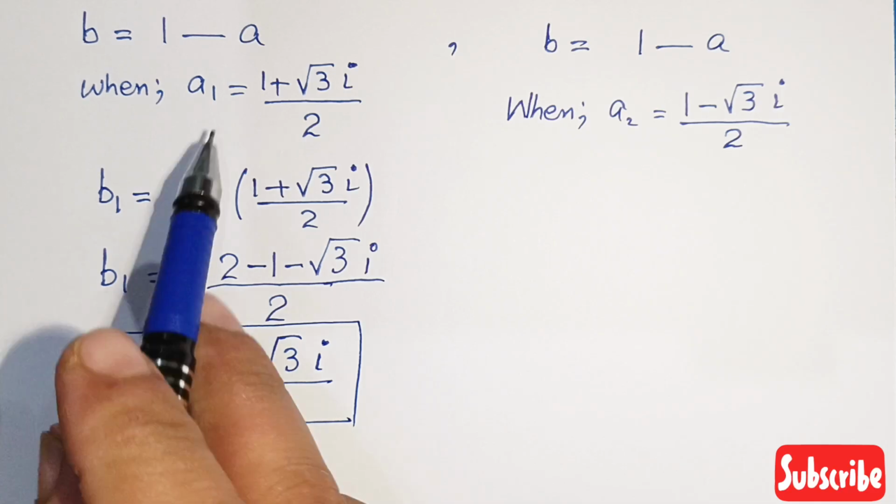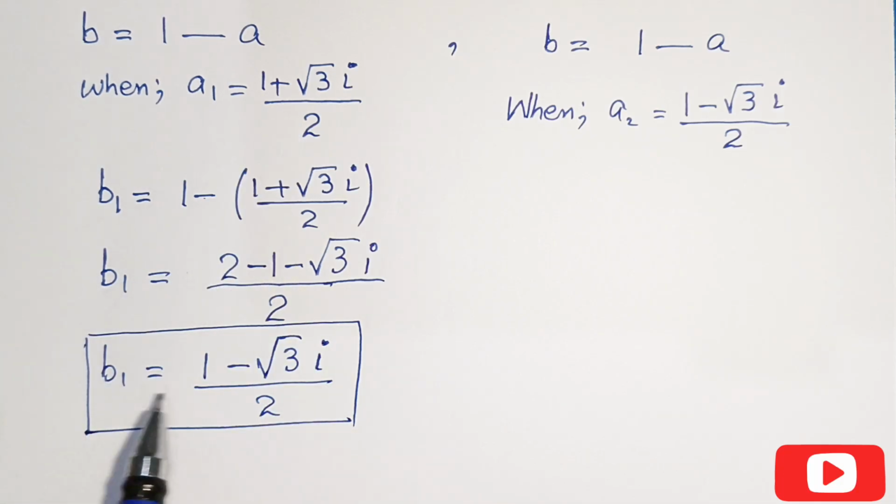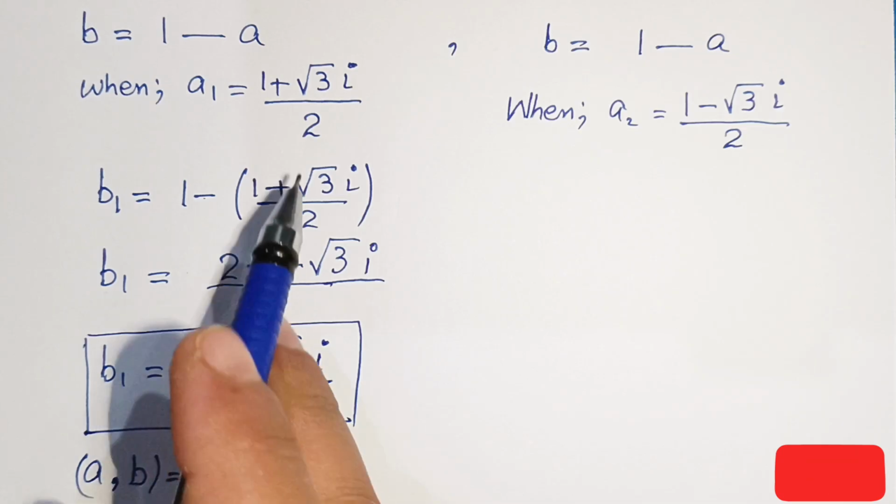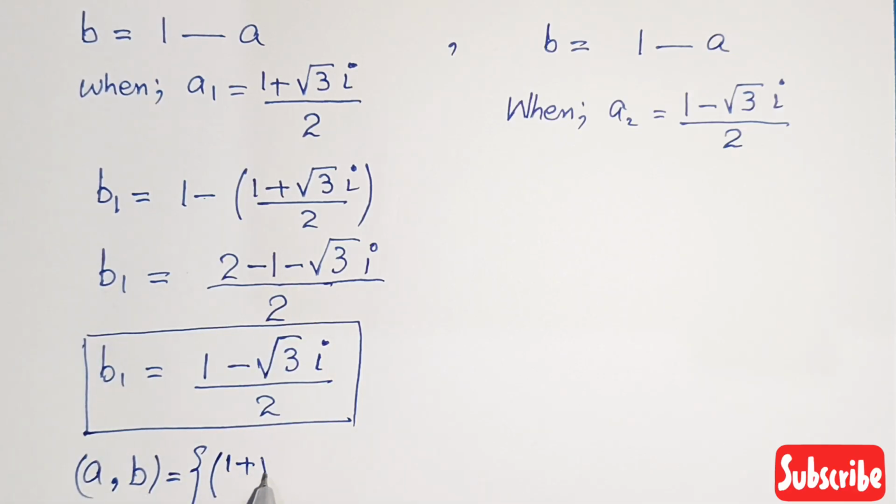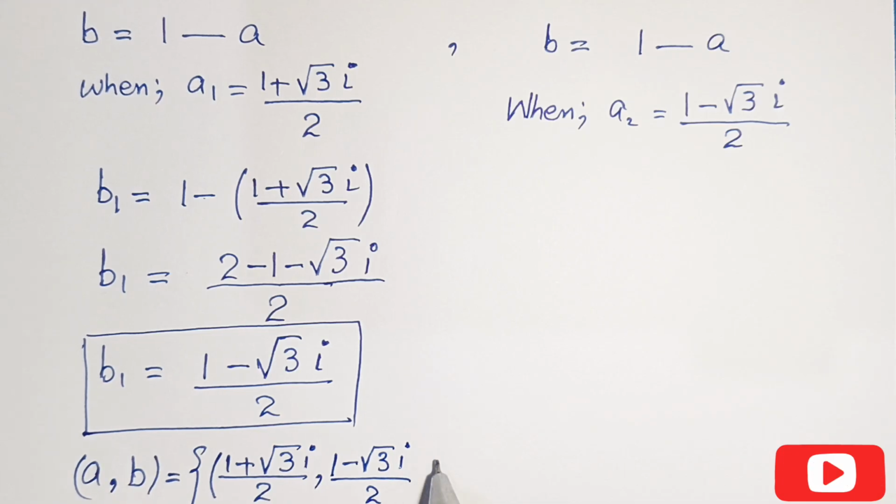So here when a1 is equal to this one, then b1 is (1 minus square root of 3i) over 2. So we just write here our values of a and b: a comma b is equal to, that first pair, here the value of a is (1 plus square root of 3i) over 2, and for this value of a, the value of b will be (1 minus square root of 3i) over 2.